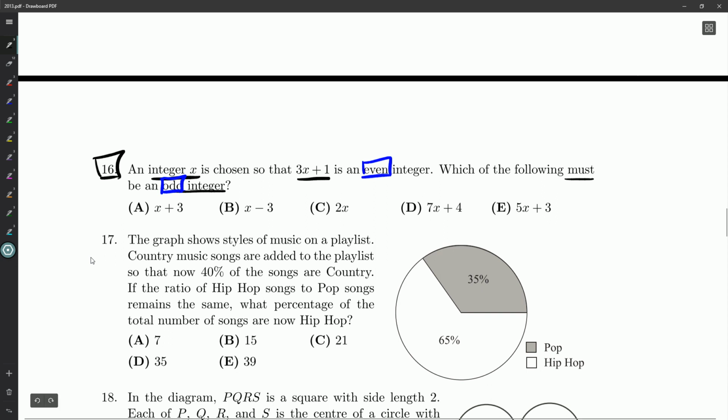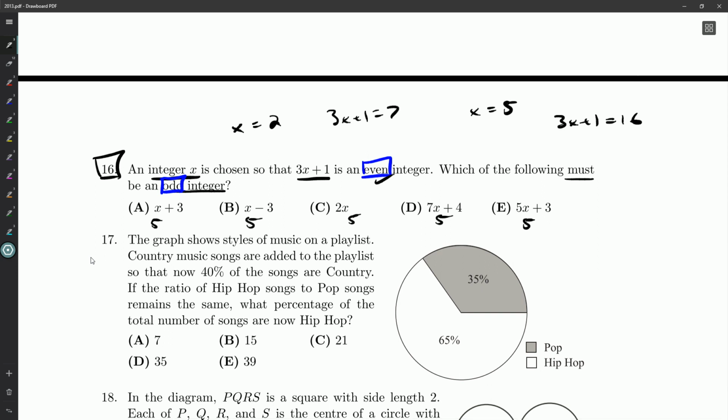You could just pick a number and keep going until you find one that works. x equals 2: will that make 3x plus 1 an even number? Well, no, that'll make 3x plus 1 odd. So maybe try x equals 5. Will that work? Yes, 3x plus 1 is 16. That's great. Now just plug in 5 in place of x and see which of these is odd. That's a fine thing to do, and if you realize that's going to work out, that's great. I think D will end up being your answer.